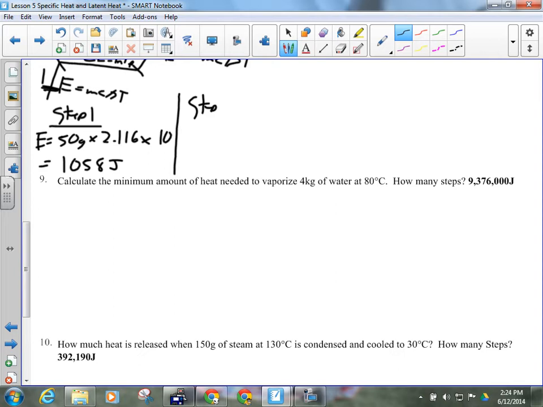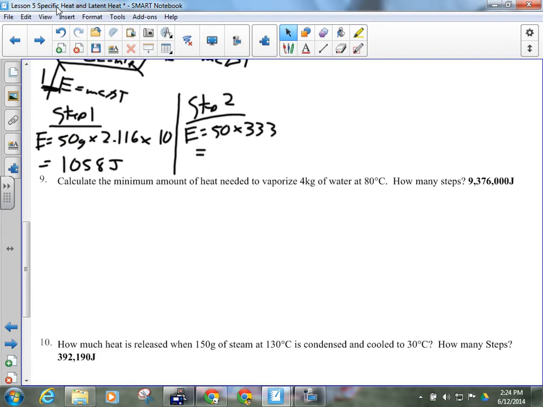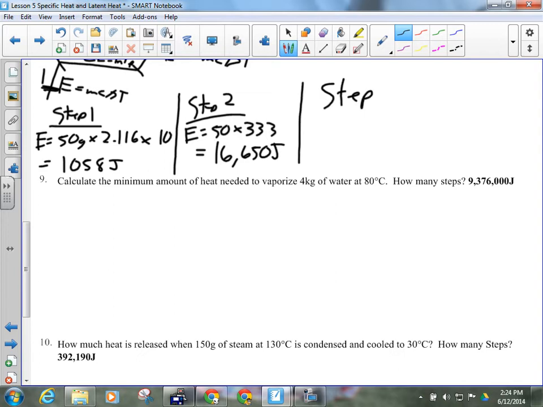Step 2, E equals MLF. So 50 grams times the latent heat of fusion, 333. And it gives us 16,650 joules. After that step, I have liquid water at 0 degrees Celsius.